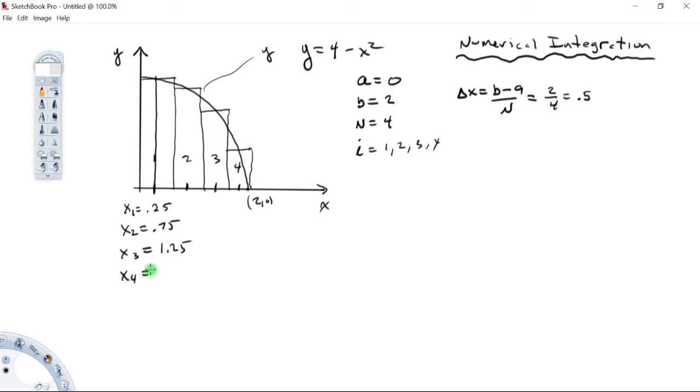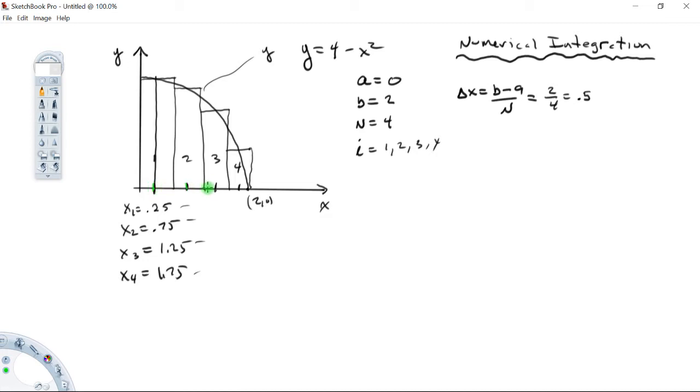The fourth x value I'm going to need is right here at the center of the fourth rectangle. Again, we're going to need that value to calculate this height. And that one we're going to get by adding another 0.5 to our previous one, and that's going to be 1.75. Right? So these values are the appropriate x values to calculate the height of each rectangle.